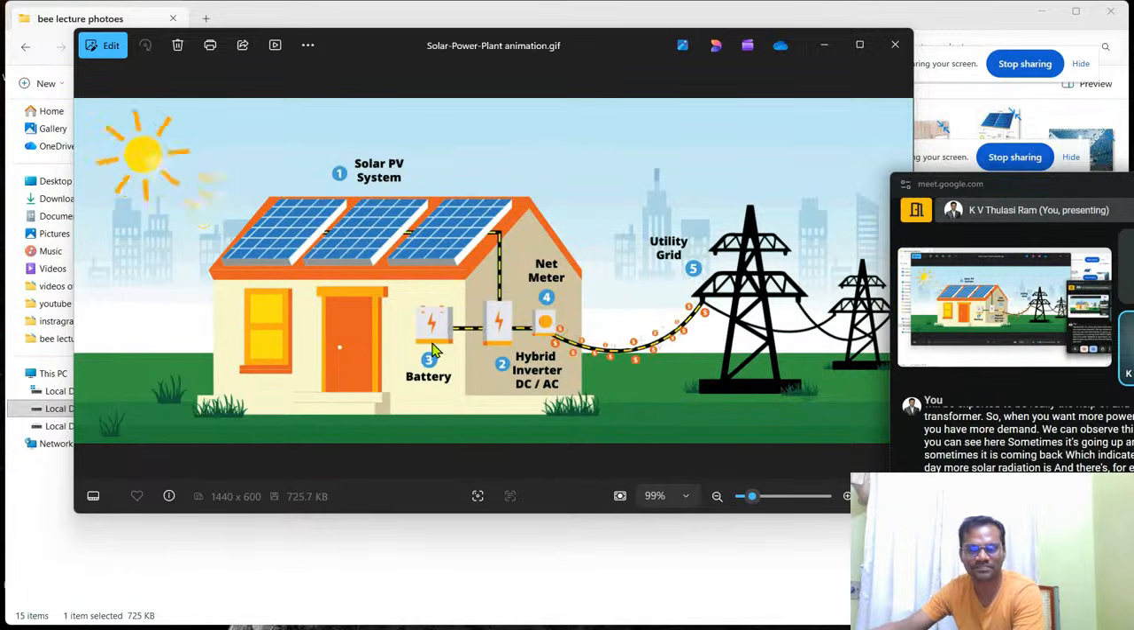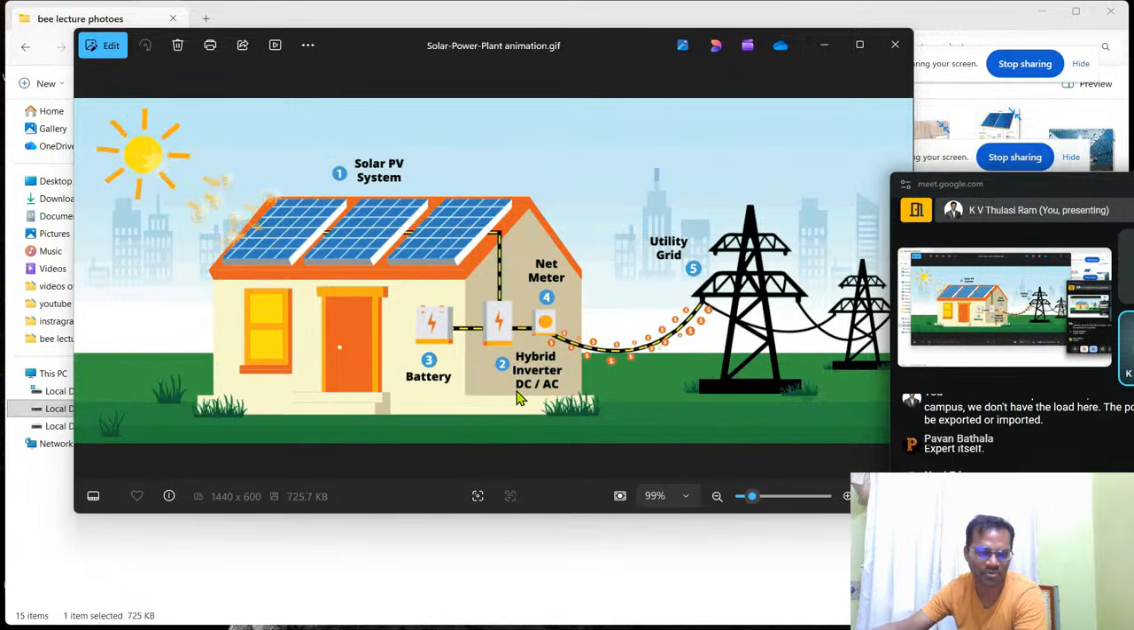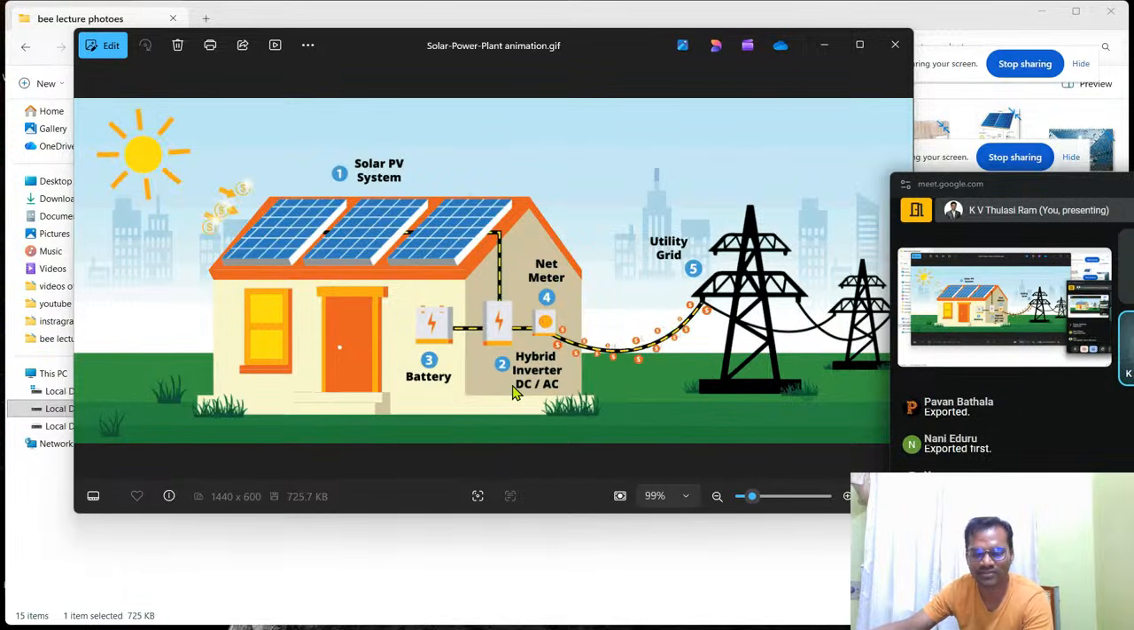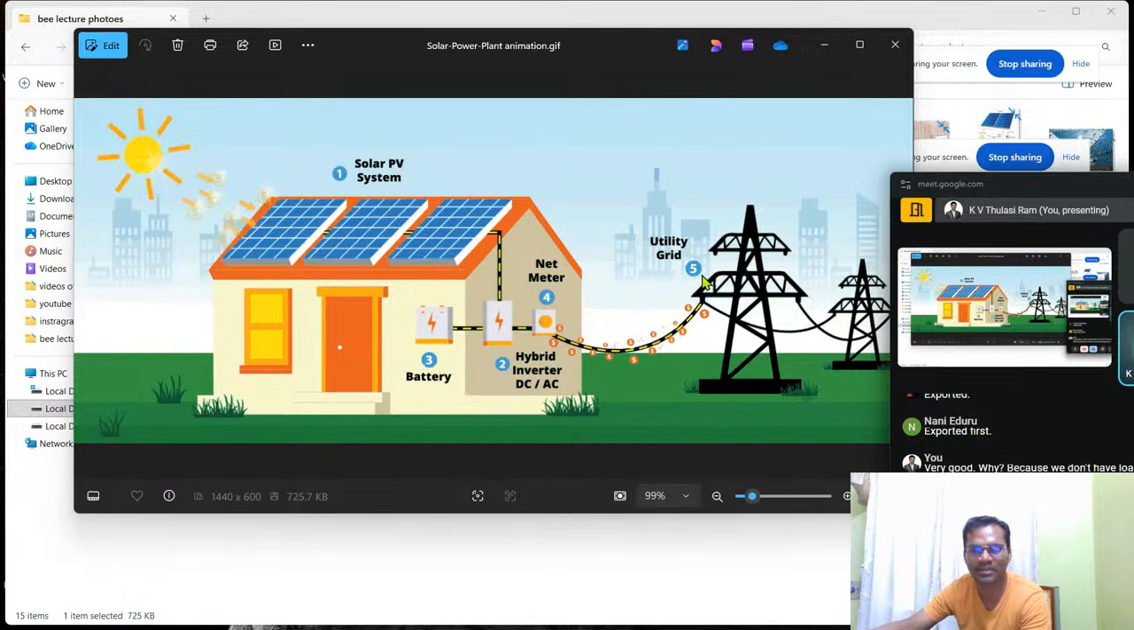For example, can anyone say what is the direction of flow when we don't have a load here? For example, today we don't have the campus. I mean this is our campus. We don't have the load here. The power will be exported or imported? Exported, very good, super. Why? Because we don't have load, no fan, no tubelight is there. Automatically, here you can see the power will be exported.